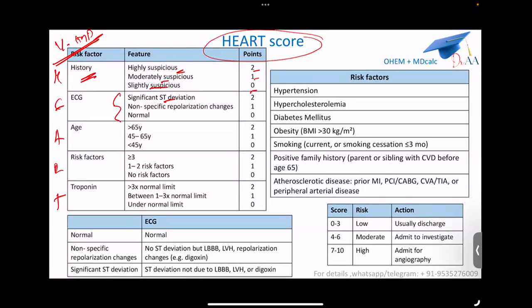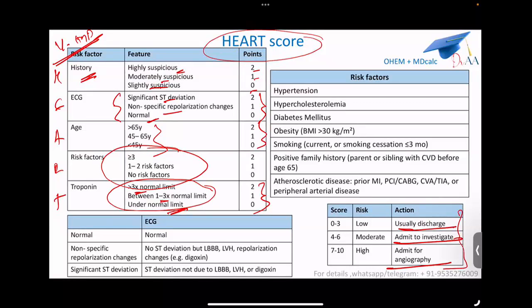ECG: ST segment deviation gets 2, non-specific ST segment changes 1, normal 0. According to age, you get points. The risk factors are where they really test you. Next is troponin: 3 times more than the normal limit gets 2, 1 to 3 times gets 1, and normal limit gets 0. Depending on the score you get, you discharge them, admit them, or get an immediate angiography.